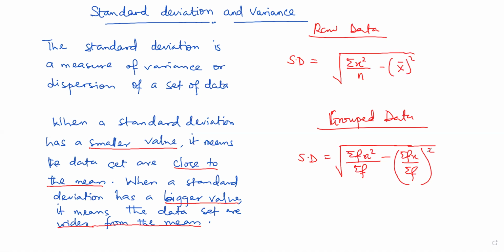So the variance, on the other hand, is the square of the standard deviation. So when I get an answer, let's say my standard deviation is 2, if I square this 2, it becomes my variance. Okay. So let's take some examples on this and solve them.